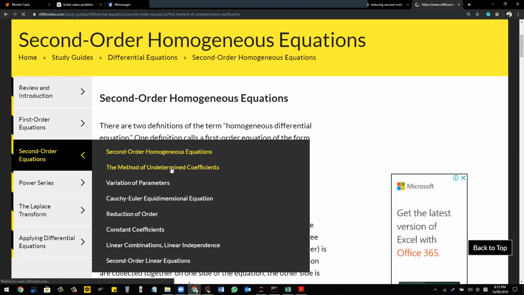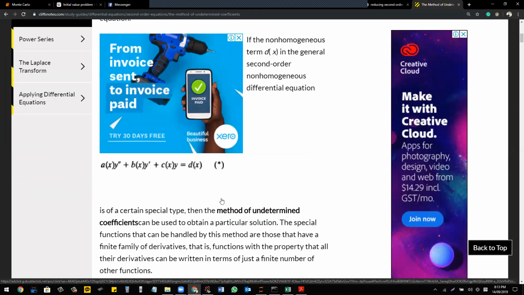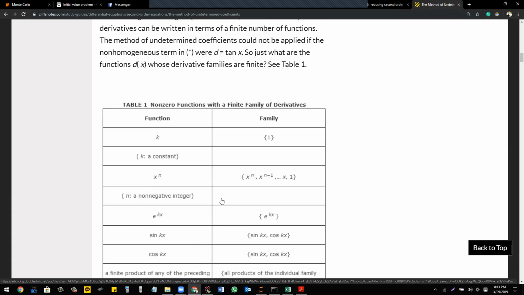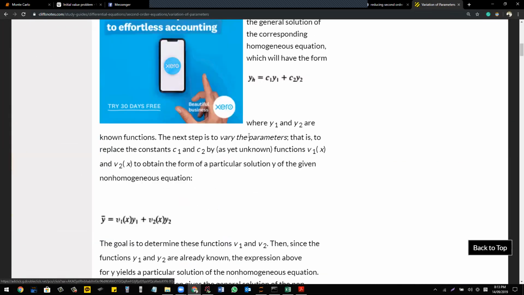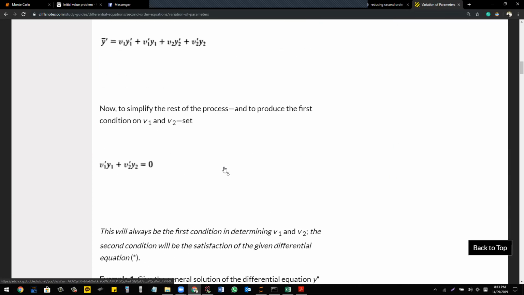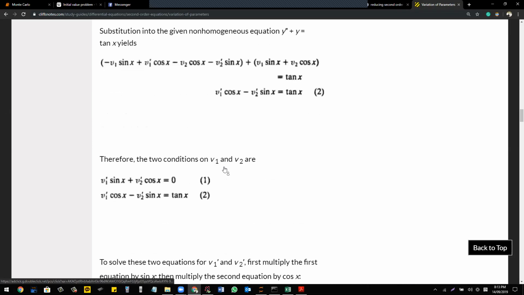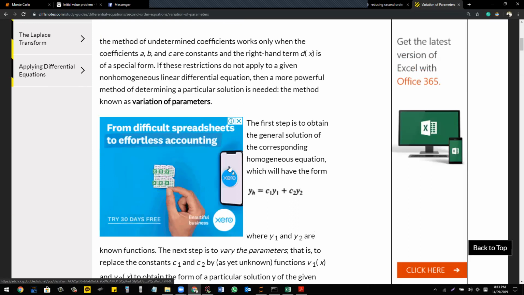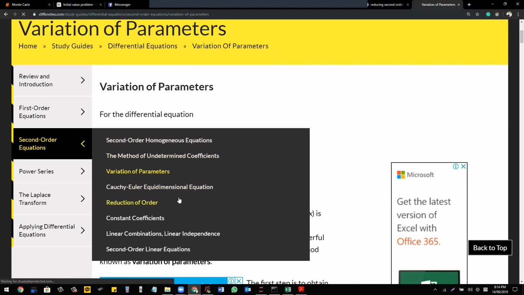On the method of undetermined coefficients, that one there is with y double dash, y, and there's another function there. No, I don't think this is the method that we are looking for. Yeah, variation of parameters, maybe this one here. It shouldn't be too hard. Oh, maybe this one, reduction of order.